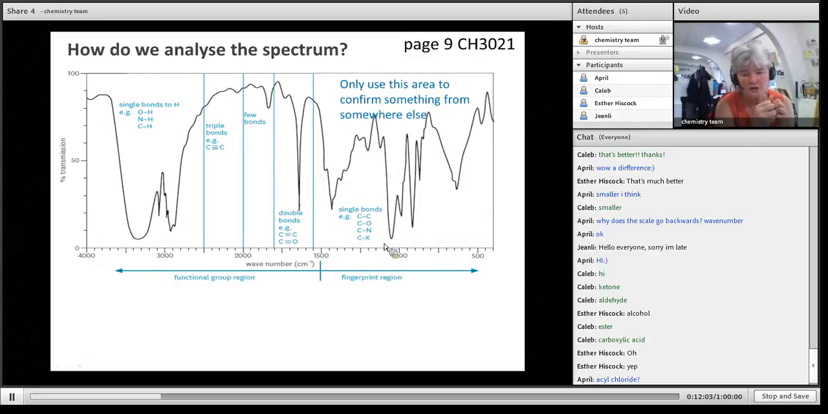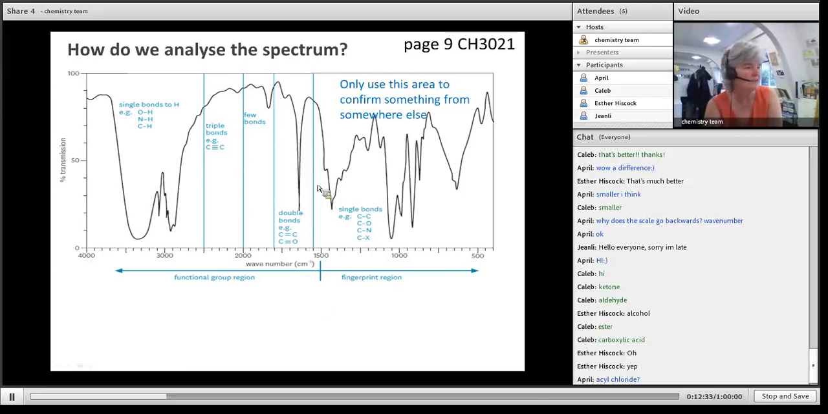It's much harder to pull apart a double bond than a single bond, to make it stretch and come back. Think of a bond like a spring. If you've got a strong spring, you need more energy to pull it apart and bring it back. So your triple bonds tend to be higher up, and then your double bonds at a lower energy, and then you've got your single bonds.